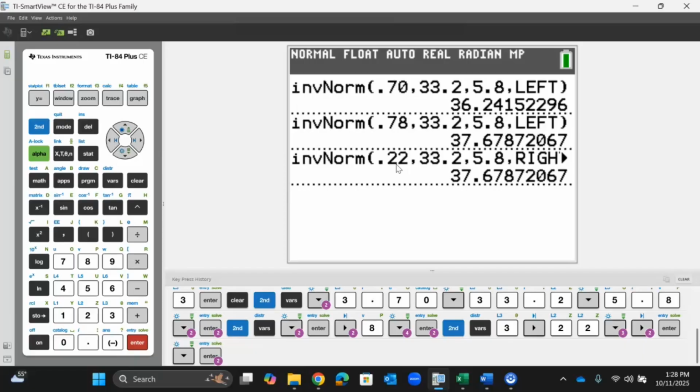I hope this helps. We're now going to move into a practice problem that I want you to try on your own and that we will check.